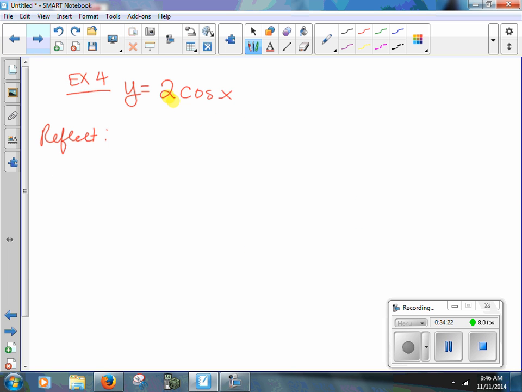Here, does this thing reflect? No, it's going to be an up cup or a down cup. This does not reflect, so it's going to be an up cup. Remember, your oscillation line is the midline of that curve. Just remember that. What's the amplitude of this one, everybody? Absolute value of 2, which is 2. The period is going to be 2 pi over 1, which is 2 pi.